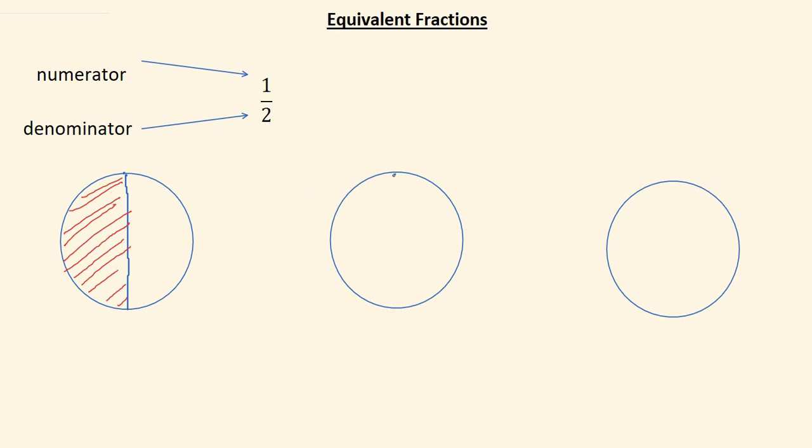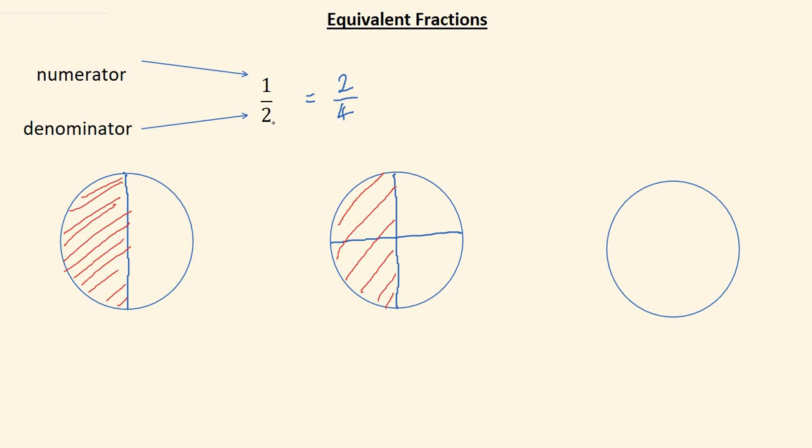So for example, if I was to split this circle into 4 pieces, I've now split it into quarters. Now if I was then to shade the same amount of the circle as I have done in the first picture, you can see that I've got the same amount shaded, but I've got 2 pieces shaded out of 4. So that means that 1/2 is the same as 2 quarters. Okay, so it's the same amount that I have, but I've described it differently. So I'm saying I'm splitting my circle into 4 pieces and I'm shading 2 of them.